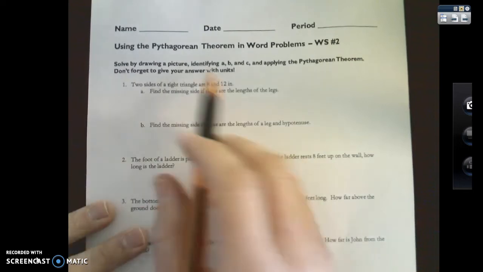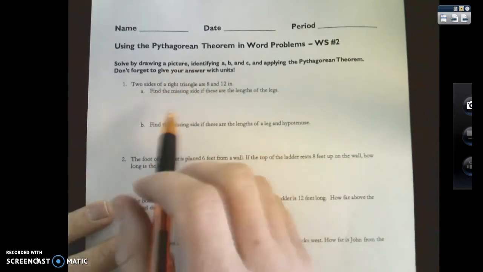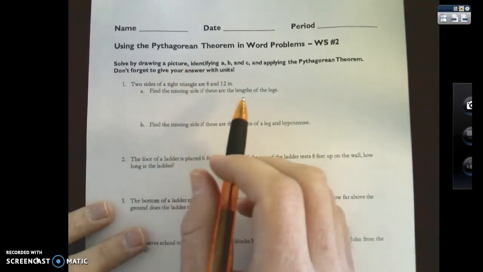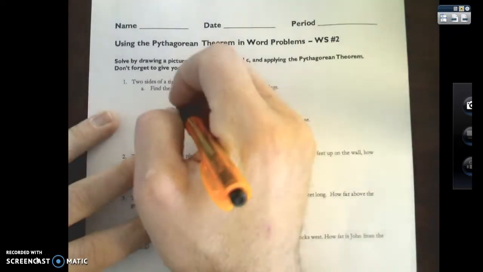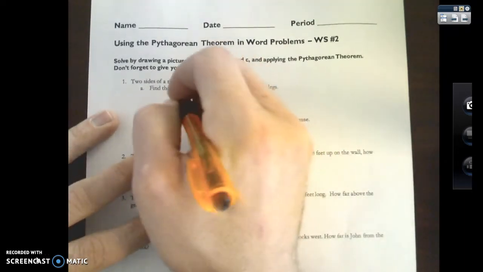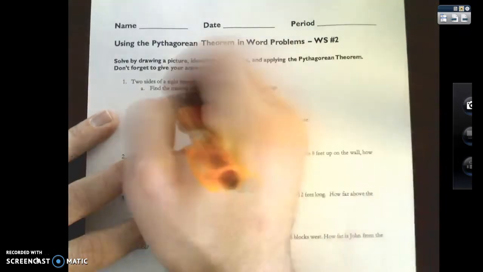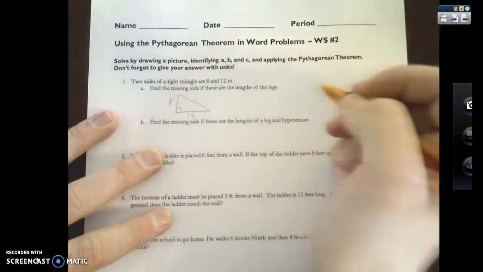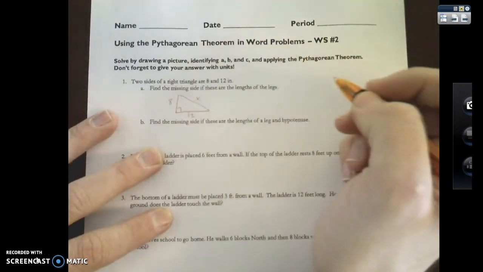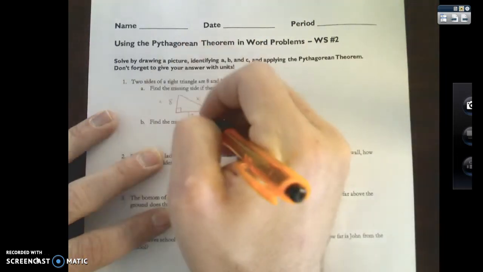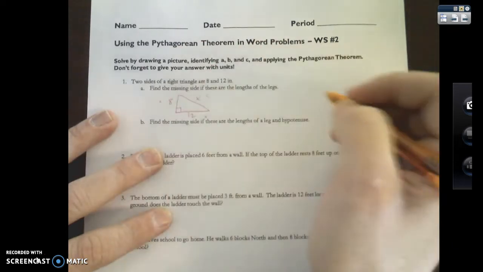So let's get going. Two sides of a right triangle are 8 and 12. Find the missing side if these are the lengths of the legs. Now, some quick vocab for you. Legs are the two smaller sides. So if 8 and 12 are my two smaller sides, I go 8, 12, and I make that x. This would be my A, this would be my B, this would be my C.